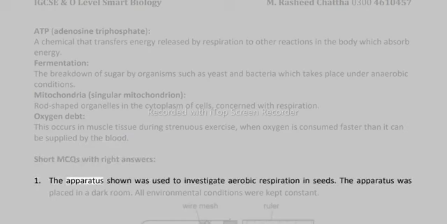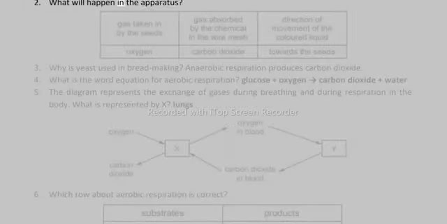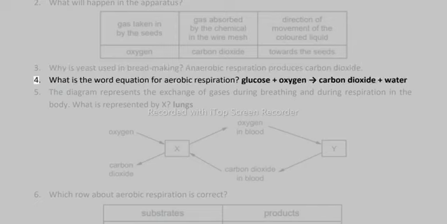1. The apparatus shown was used to investigate aerobic respiration in seeds. The apparatus was placed in a dark room. All environmental conditions were kept constant. 2. What will happen in the apparatus? 3. Why is yeast used in bread making? Anaerobic respiration produces carbon dioxide. 4. What is the word equation for aerobic respiration? Glucose plus oxygen → carbon dioxide plus water.